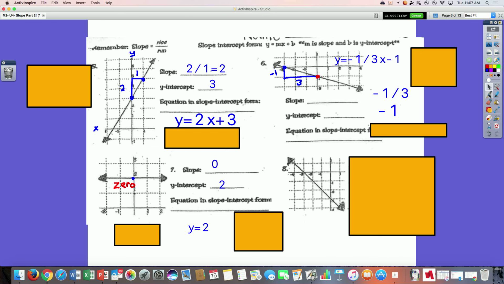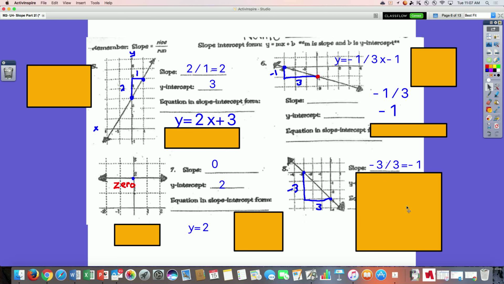Let's do another one. We know the slope is nice, negative, right? We're going to start at this point. Now I'm going to go all the way down to this point. 1, 2, 3. Rise up. Run to the door. So I got -3/3, which equals -1, right? -3 divided by 3 is -1.